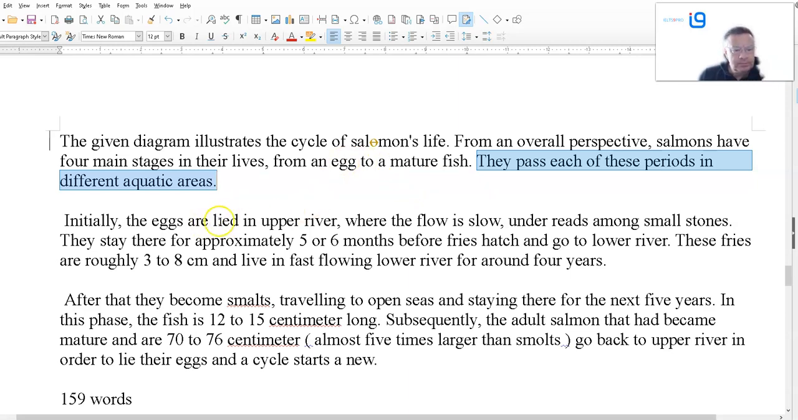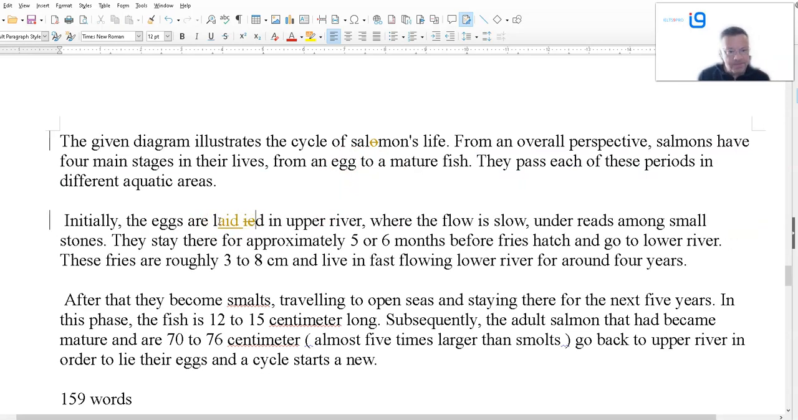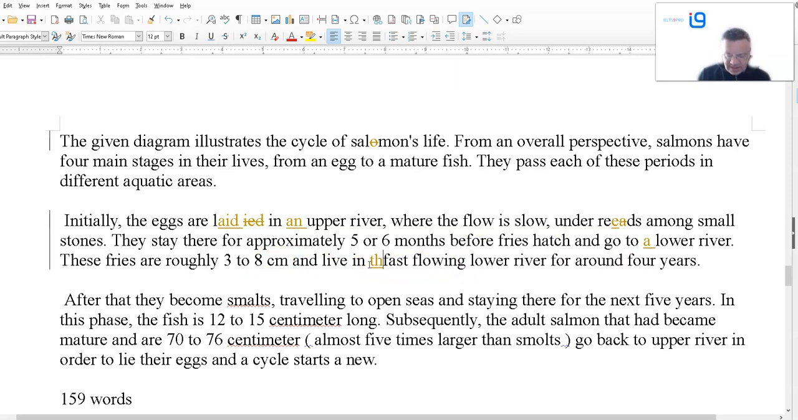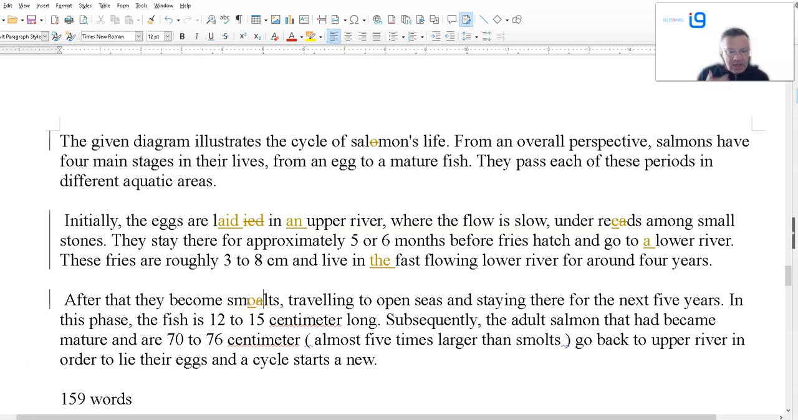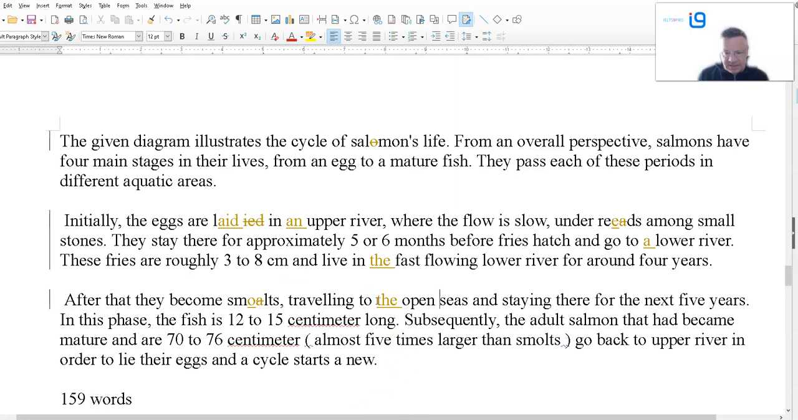Okay. Eggs are laid in an upper river, or the upper part of a river, where the flow is slow. Under reeds amongst more stones, the fries hatch and go to the lower river. We'll go A to lower river. Fast flowing lower river in the fast flowing for around 4 years. Okay, so this isn't too bad. It's got more or less the information here. After that, they become smolt, travelling to open seas, well, to the open sea, and stay there for the next 5 years.